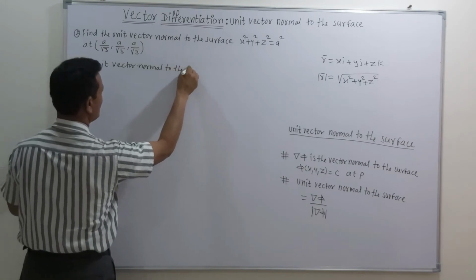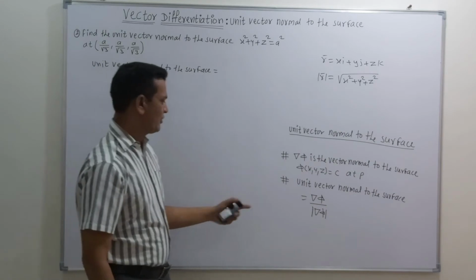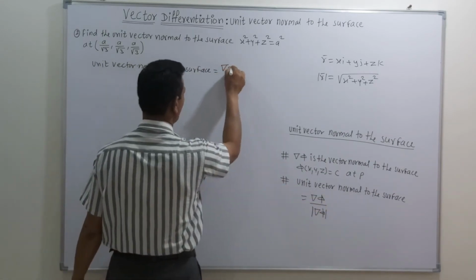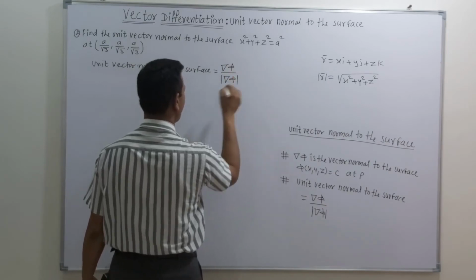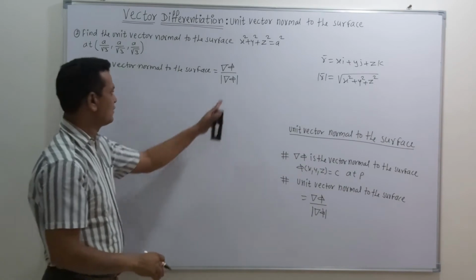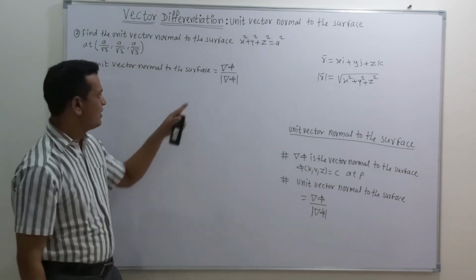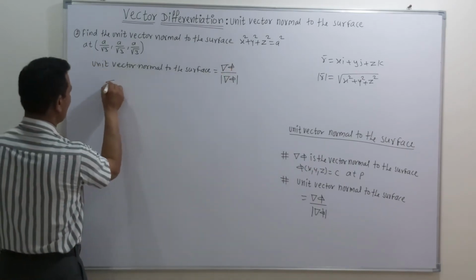So we know that the unit vector normal to the surface, according to the formula, is del phi upon magnitude of del phi. So to find the unit vector, we need to find this value. First find the vector normal to the surface, which means finding the value of del phi. So first define the value of phi.